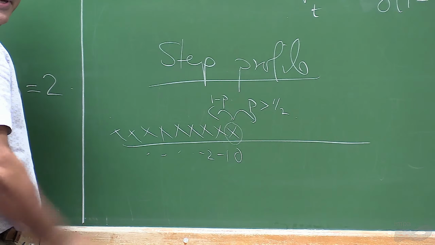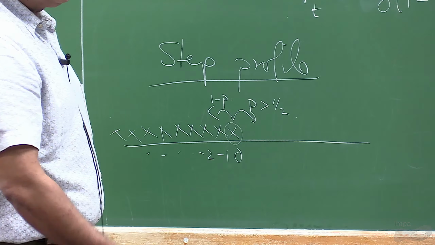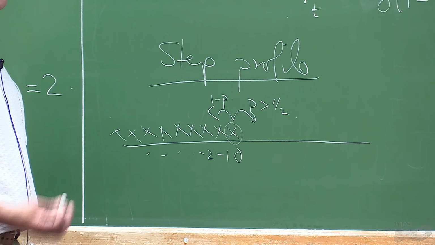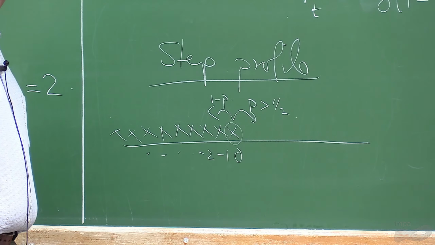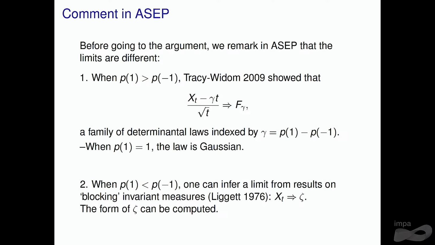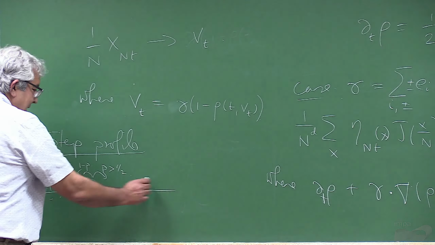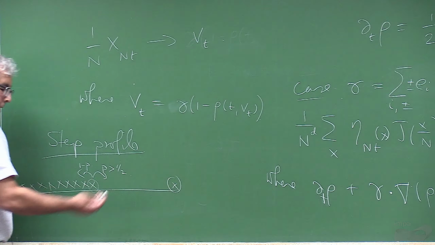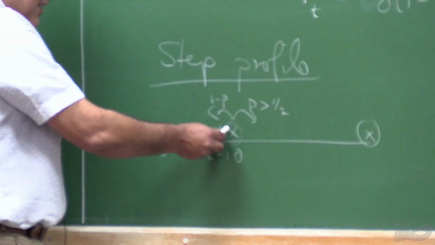So you're scaling by square root of t, but the limit is not normal. It's a non-normal law, which is kind of curious. The interpretation is that although this one is getting ahead of everybody, in terms of fluctuations, it's feeling the other guys.